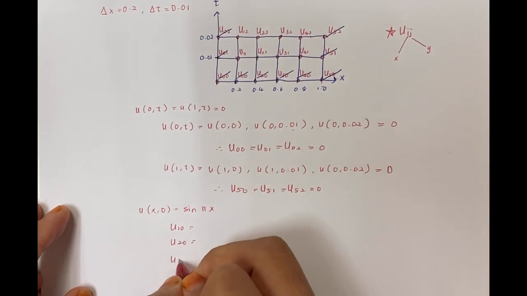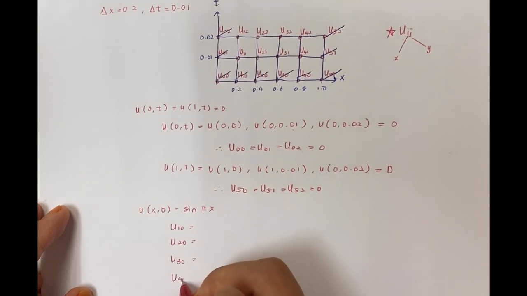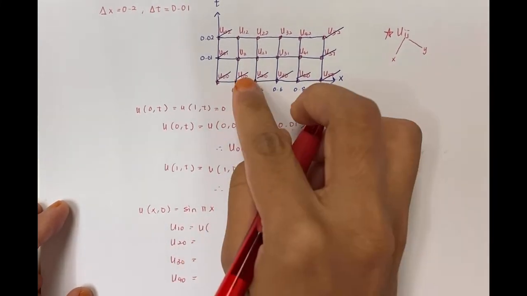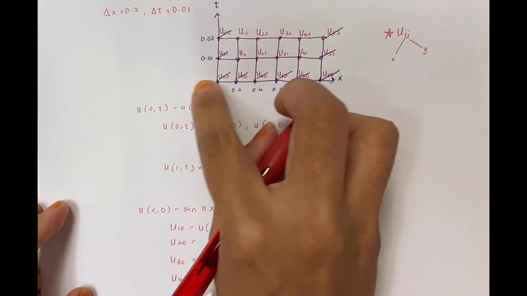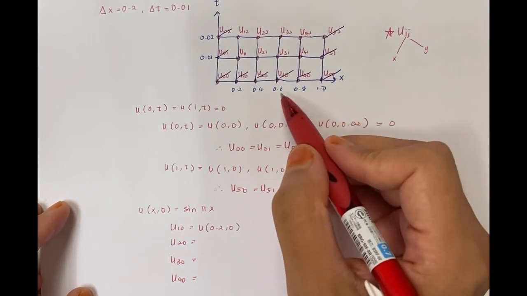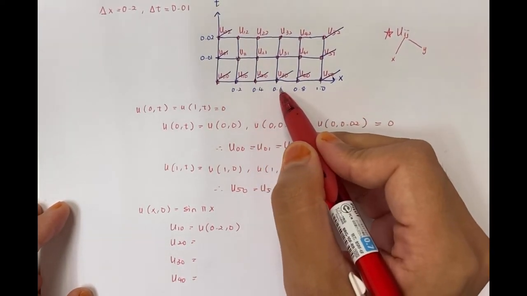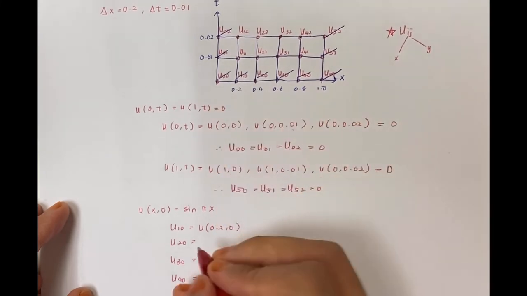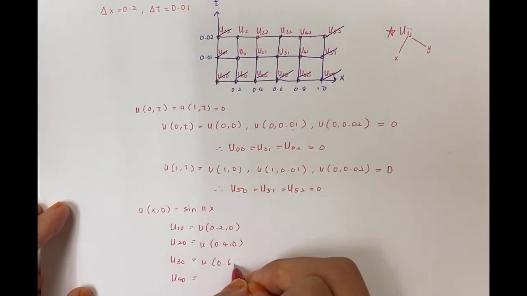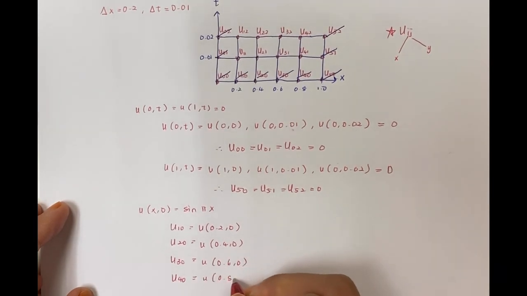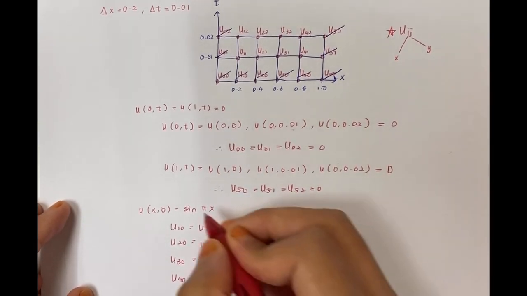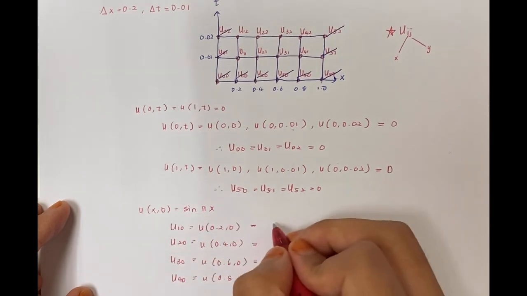The four points u10, u20, u30 and u40 are equal to... okay, refer to the coordinates. The coordinate for u10 is 0.20, and for the others it is 0.40, 0.60, 0.80. Next thing to do is to substitute this x into sine pi x.